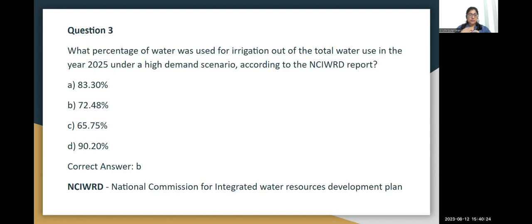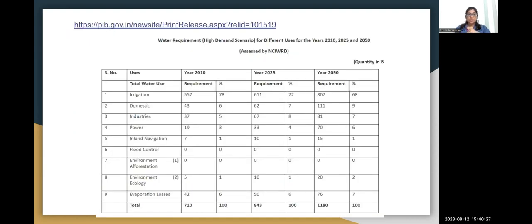And according to this report, which you can find over here, I have attached a link where you can access some more information regarding the NCIWRD. They have analyzed the water scenario for 2010 and projected the water use to 2025 and 2050. And here again, irrigation is the major consumer of the groundwater resources, saying that around 78% was used in 2010, around 72% will be used in 2025, and in 2050 around 68% will be used for irrigation.